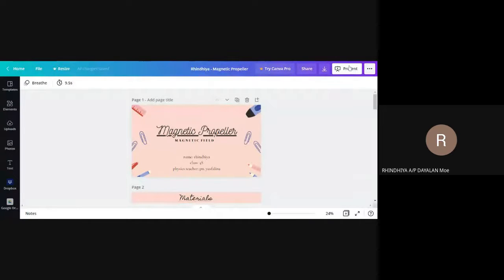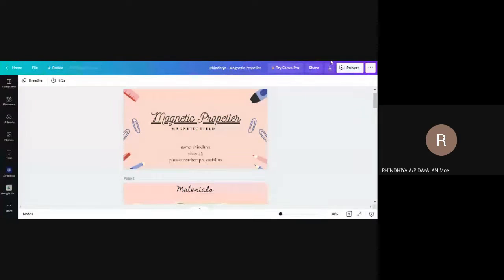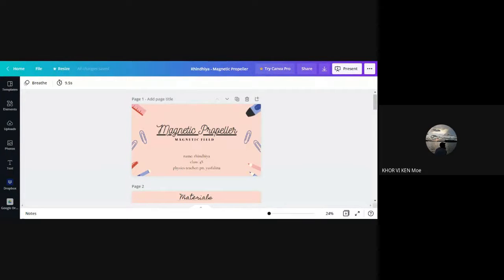Can you all see the presentation? It's not full screen yet, but can you all see it? You can make it full screen by pressing the two arrows. Now you all can see, right? Yeah. Okay.